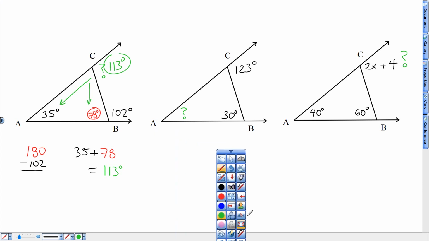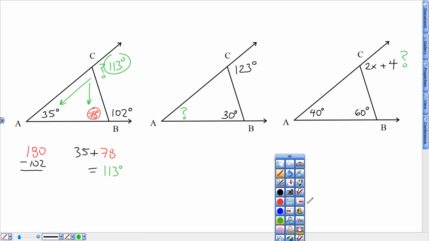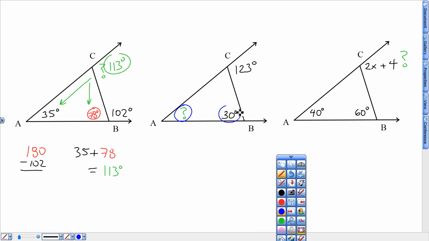Next word is surf. Surf. All right, for this next one, a little bit different. You could, of course, add up all three of these and set it equal to 180 and solve for one of those angles there after you found that one up there.